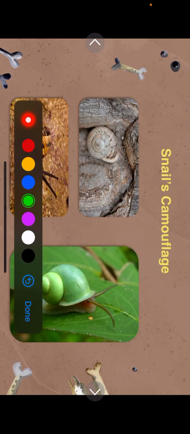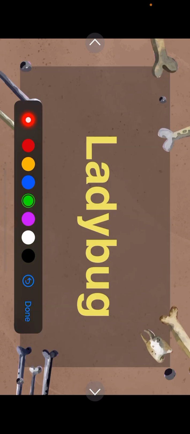This is a different shape. How can the snail camouflage? It looks like its environment, taking the shape and the color of the environment to become not clear to other animals.